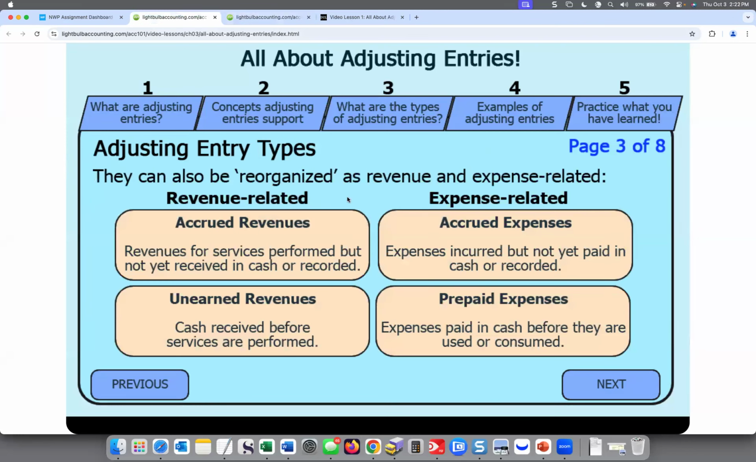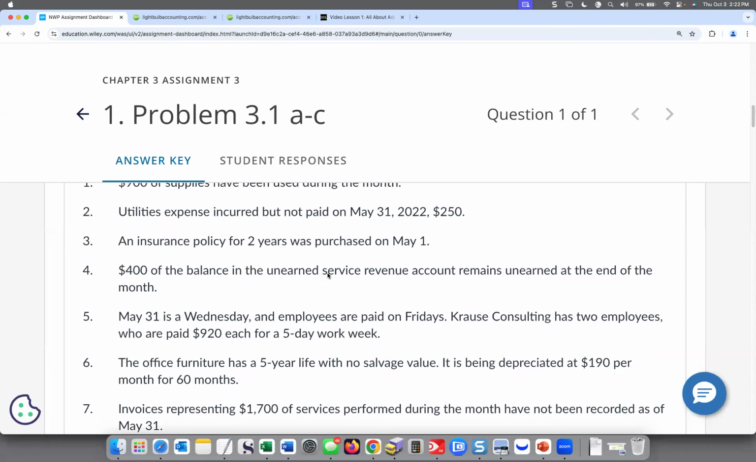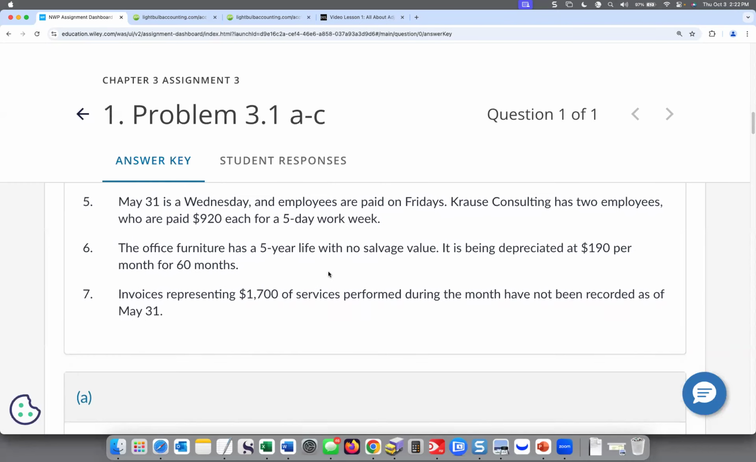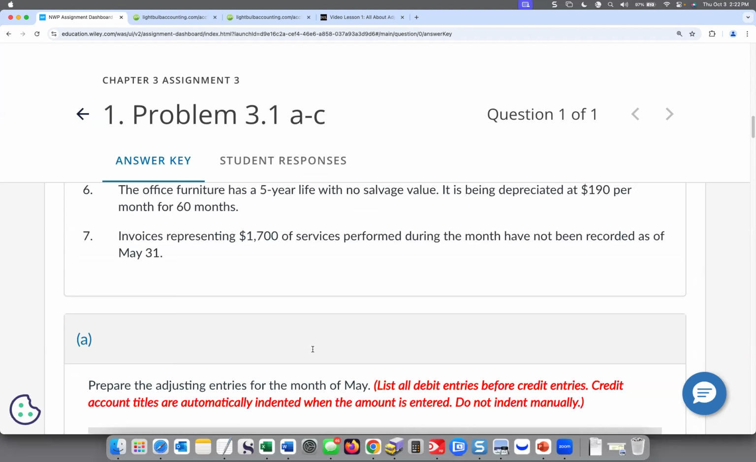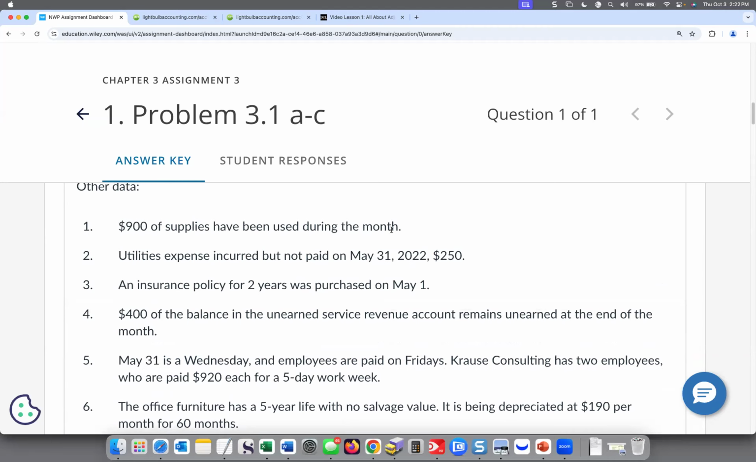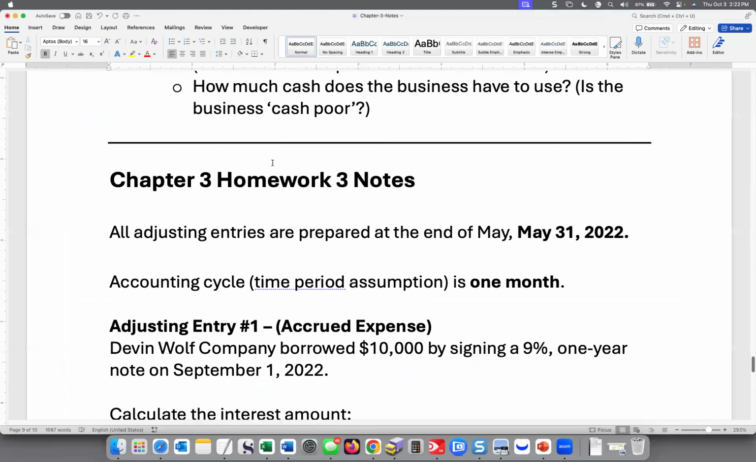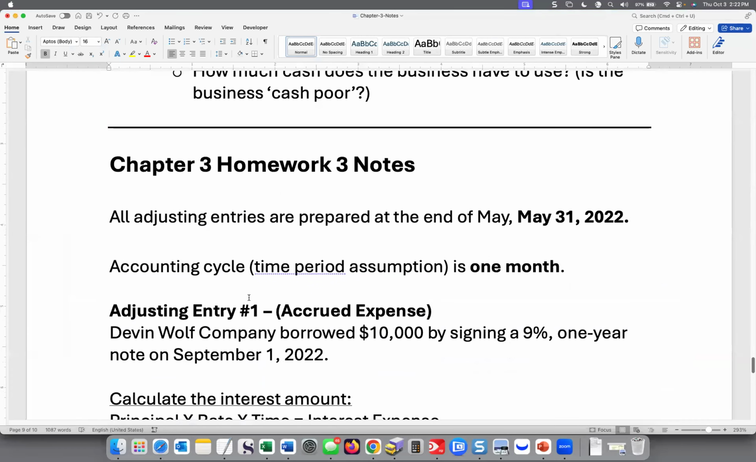So I'll have that up there and we'll go back to the problem and then we'll go ahead and get started. All right, so your instructions in part A is prepare the adjusting entries for the month of May. All right, great. We already know our time period assumption is 1 full month. That's our accounting cycle. So I'm going to go ahead and just like I did with the drill we did in class, I'm going to copy in the transaction.